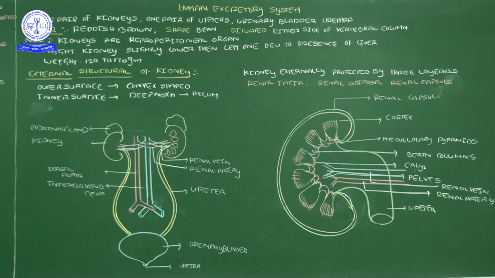Each and every organ of our body has some nickname. For the liver it is hepatic; for the lungs, pleura and pulmonary. These are some scientific names. Like that, the kidney's nickname is renal. So this is the thing.